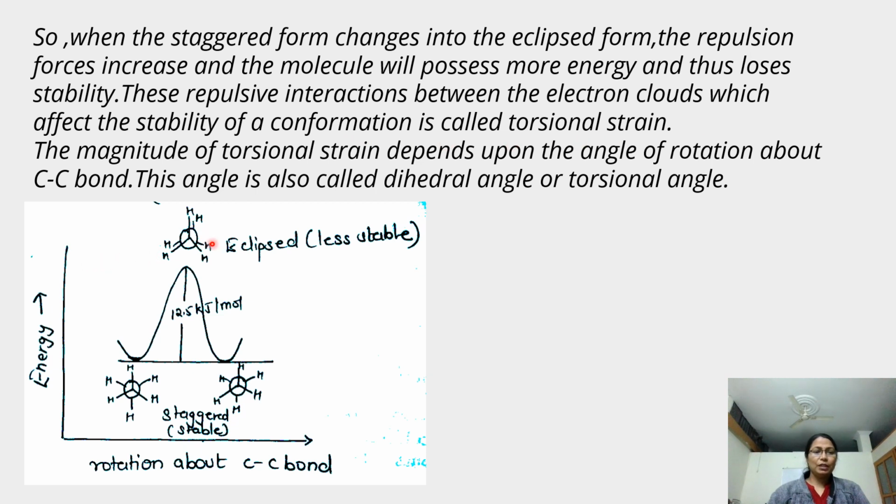So in case of the eclipse conformation, the strain is more because the repulsive interaction of the electron cloud is more, and the magnitude of the torsional strain depends upon the angle of rotation about कार्बन-कार्बन बॉन्ड. और ये टॉर्शनल स्ट्रेन का जो मैग्नीट्यूड होता है वो किस पे डिपेंड होता है? एंगल ऑफ रोटेशन अबाउट कार्बन-कार्बन बॉन्ड के. एंड दिस एंगल इज कॉल्ड डायहेड्रल एंगल और द टॉर्शनल एंगल.